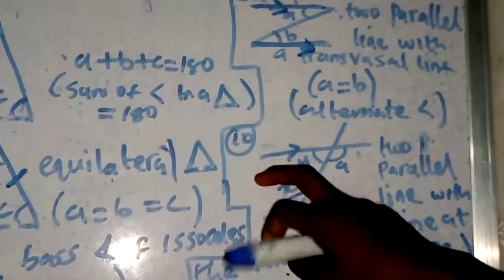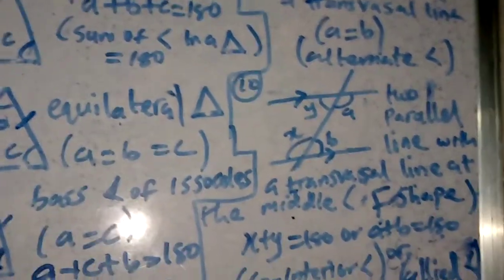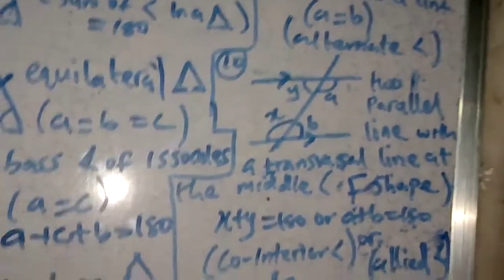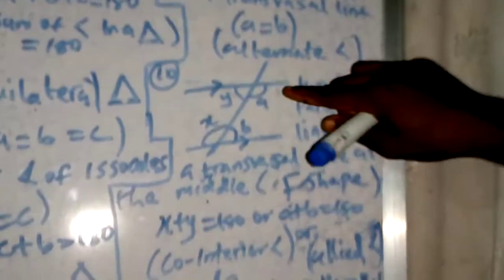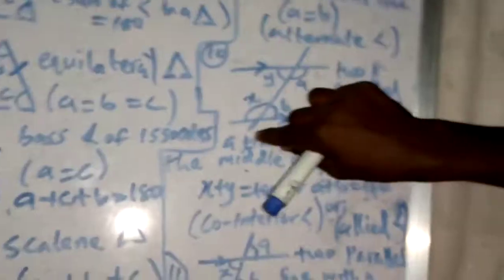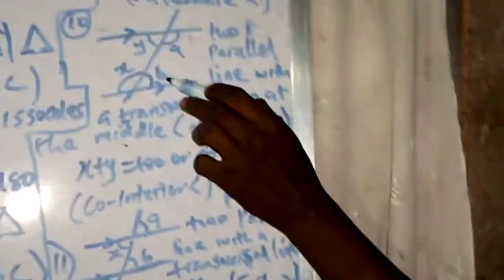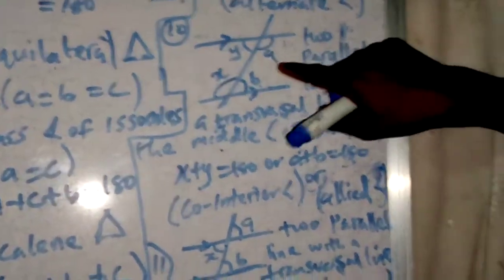So let's move to the 10th rule, the 10th reason. The 10th reason also says two parallel lines joined with a transversal line in the middle. Look at it, this is the transversal line in the middle. This is angle A, this is angle B. When you see a question like this, you must know that A plus B equals what? 180. Or you can also call it F shape.